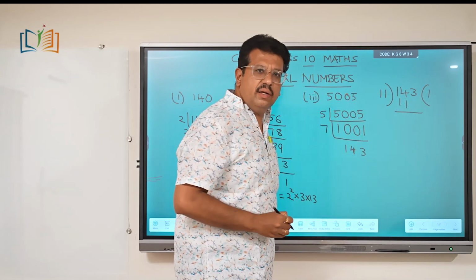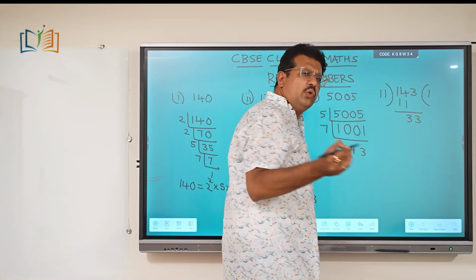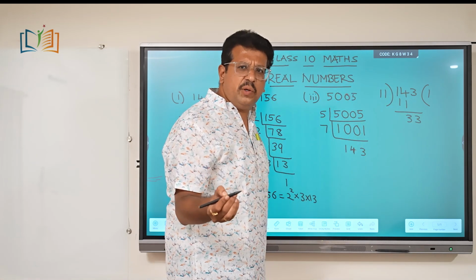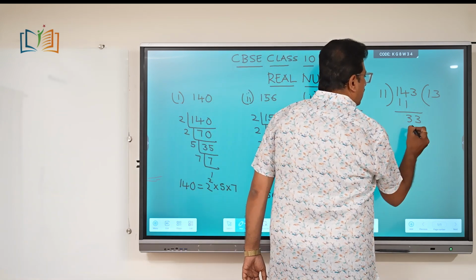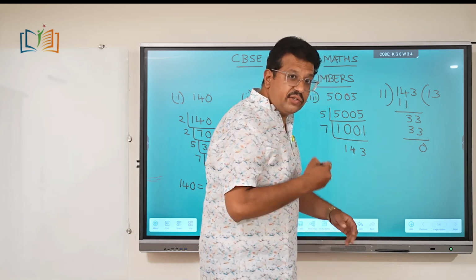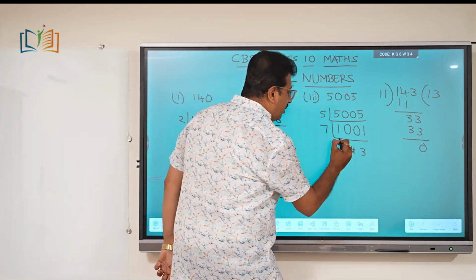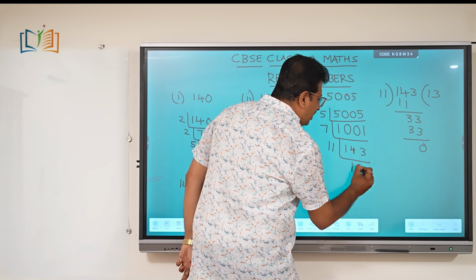11 ones are 11. So 4 minus 1, 3, 33. See, it's going so simple, no? It's very simple because it's going by 11 table. So again 11 threes are 33. So again we are going with the next prime number. That's 11. 11 13s are.